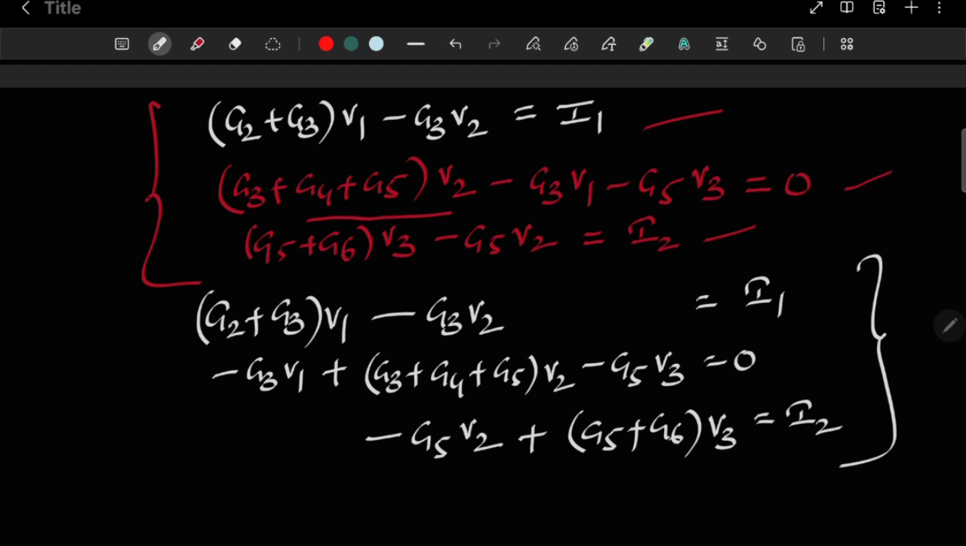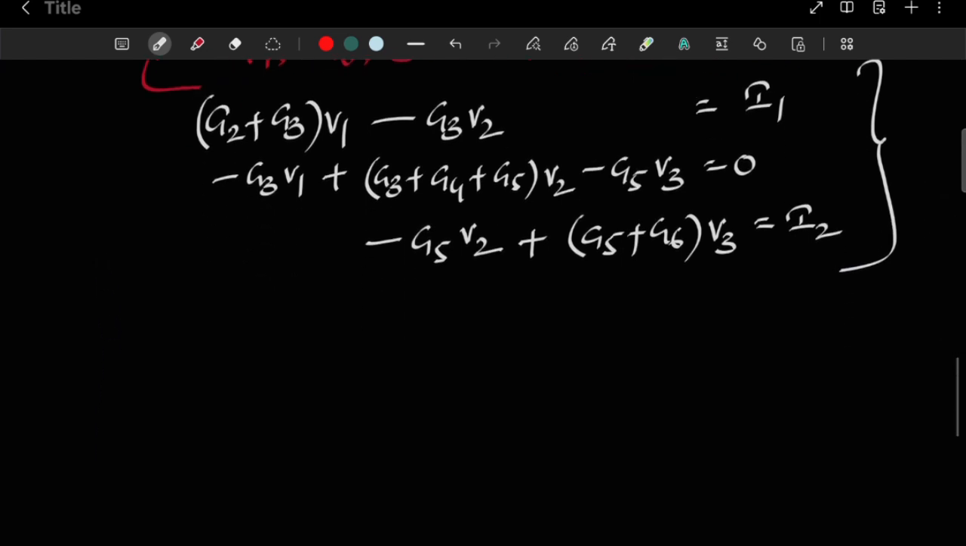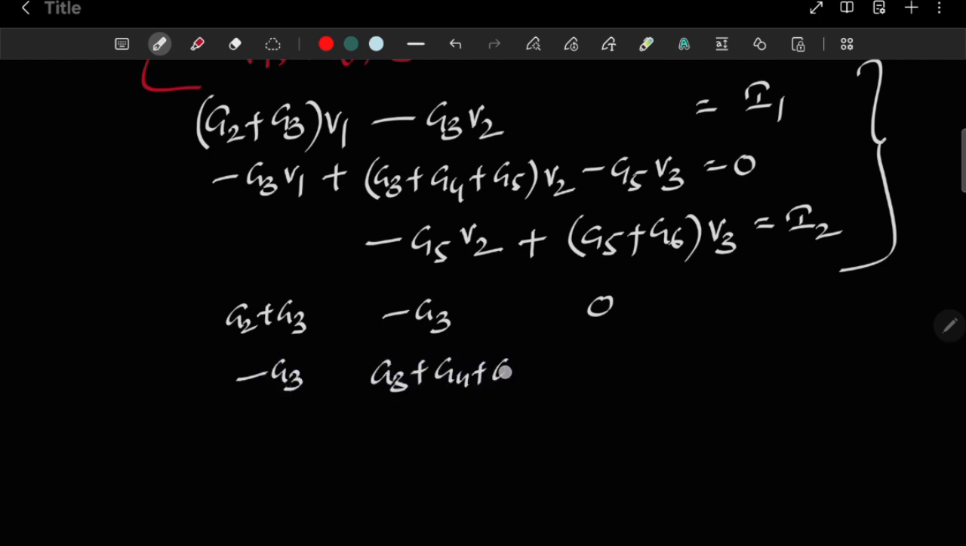So in this manner I got three equations. I have just modified and rewritten those equations. Now we can write these three equations in the form of matrix multiplication. How? I need to take the conductance matrix, which involves the conductances, and the term related to V1 is G2 plus G3. The conductance related to V2 is minus G3 and here 0, because in the first equation we don't have V3. Next in the second equation minus G3, G3 plus G4 plus G5, and minus G5.